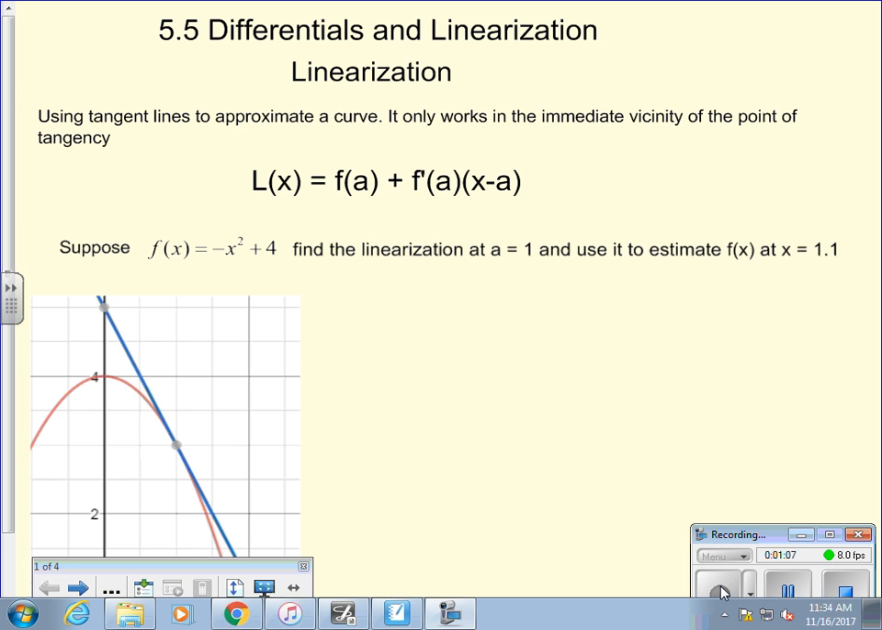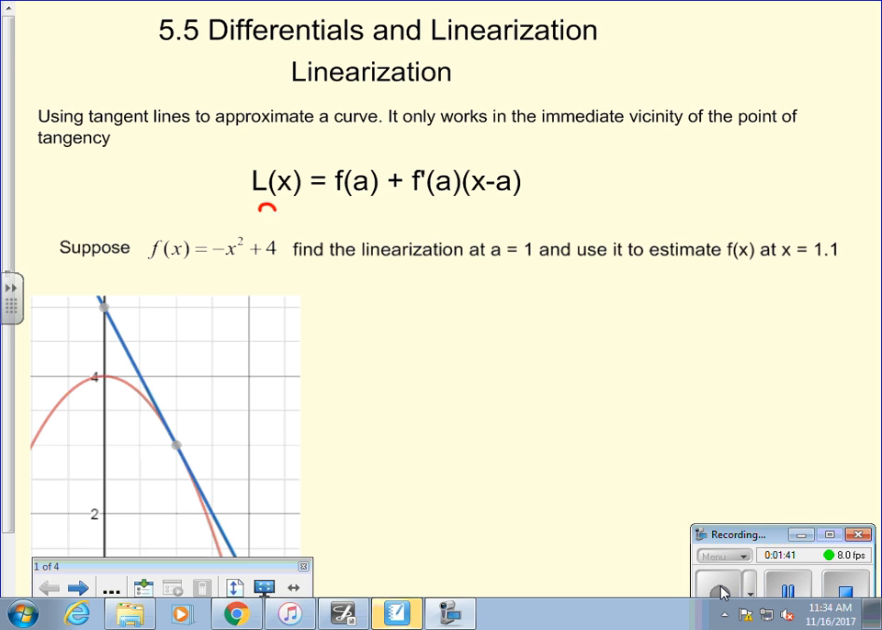So if I replace L of x with y and f of a with y sub 1, you have the point slope version of the equation. Because what is f prime? f prime of a is the slope at that point. And a is the x coordinate of that point. f of a is the y coordinate. X coordinate, y coordinate, slope. What do you have? You have the equation of a line. That's what this is, just taking the point slope version and rearranging it.